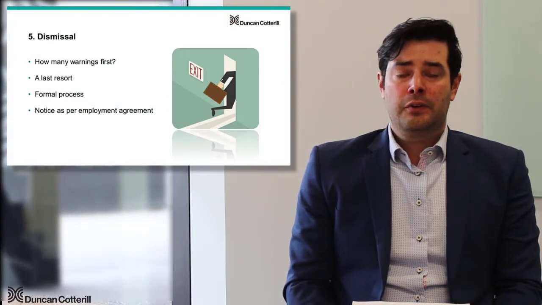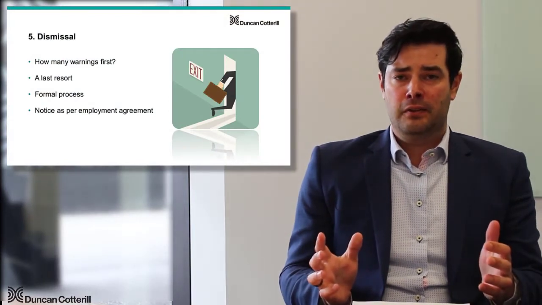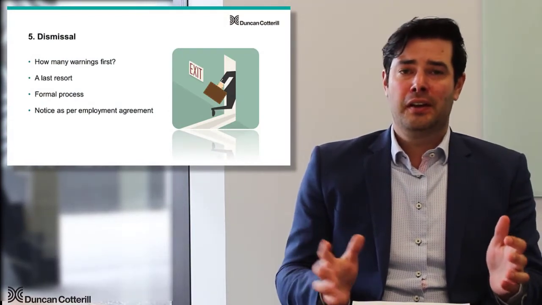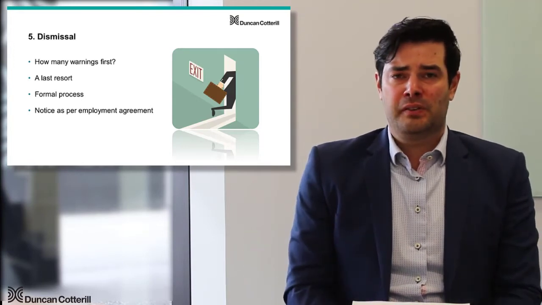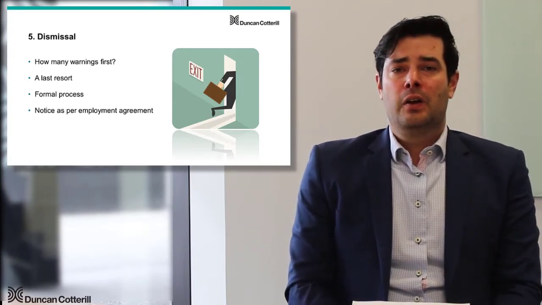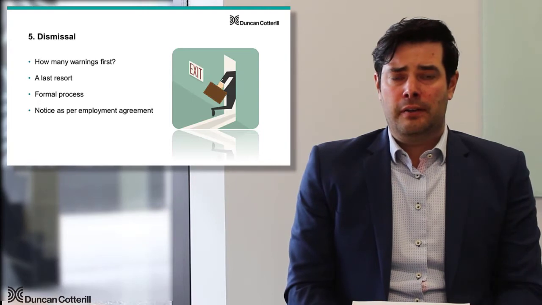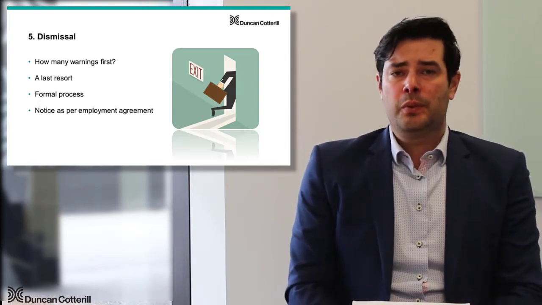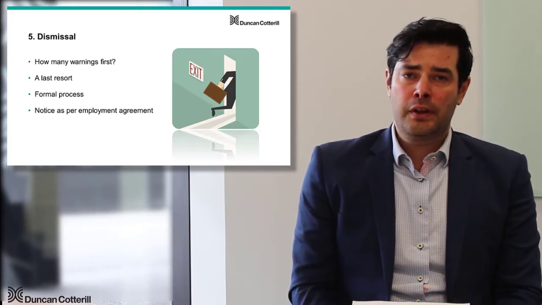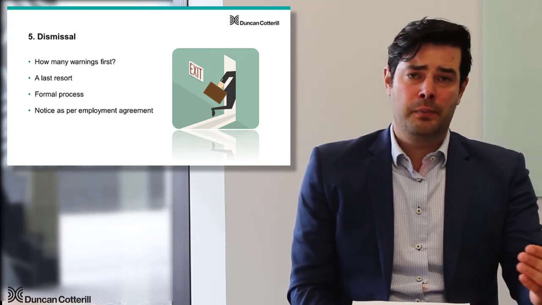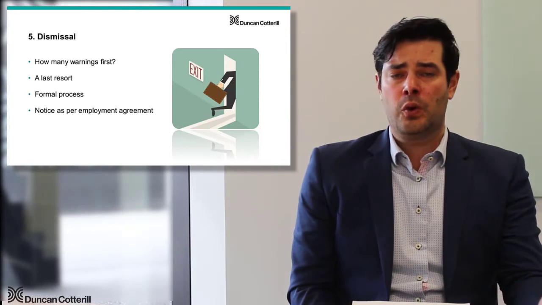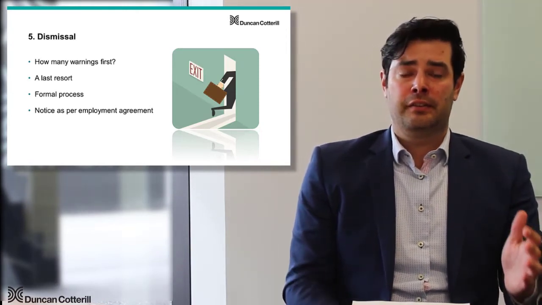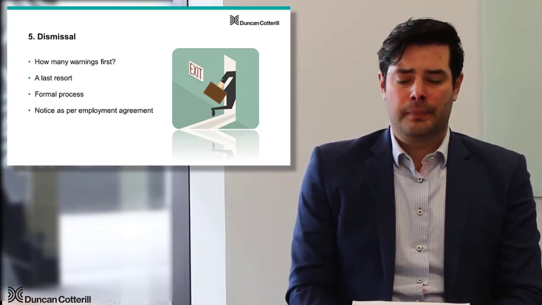The final stage of the process is dismissal. Now, of course, the employee must receive, in the words of the court in Telecom and Trotter, a series of warnings before dismissal. How many warnings? We recommend at least 2, a first written warning and a final written warning. However, if your employment agreement or policy requires more warnings, for example, it may require a verbal warning before a first written warning, then you have to meet those obligations and you may have to do more than 2 warnings.